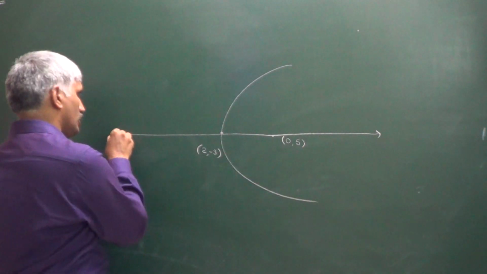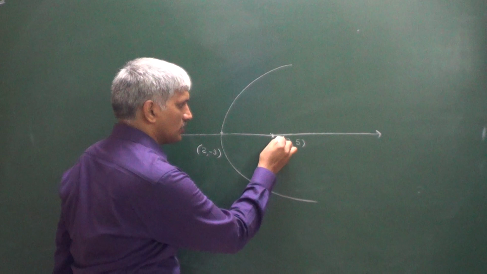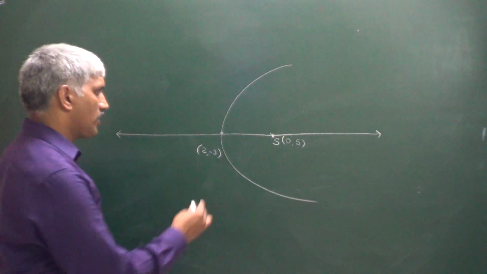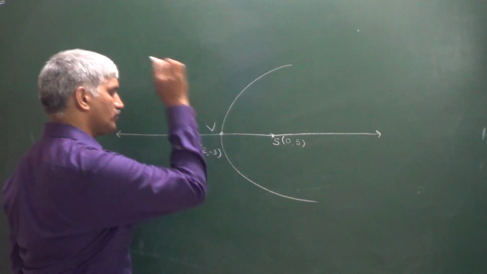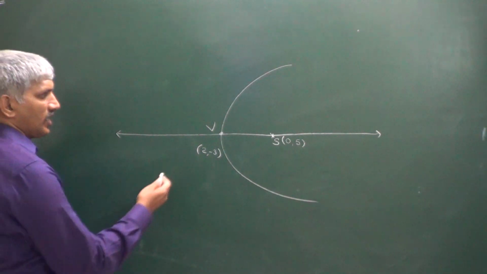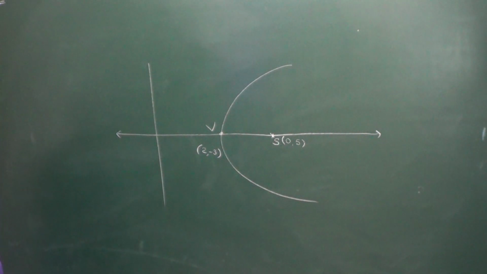I can't say this is the x-axis and y-axis. So this is the focus given as 0 comma 5. The vertex is given as 2 comma minus 3. Let us say this is vertex V. Definitely with the vertex here and the focus here, somewhere here is the directrix.